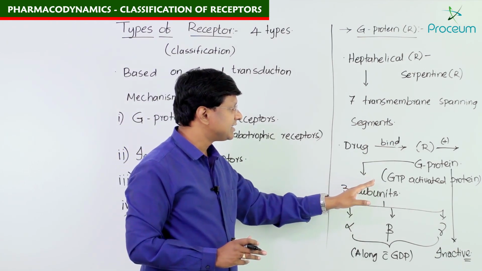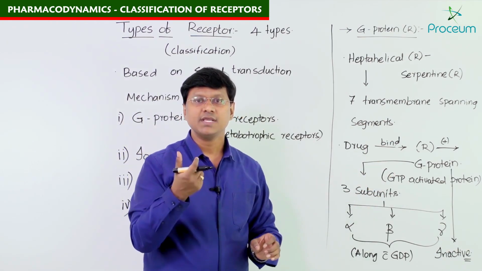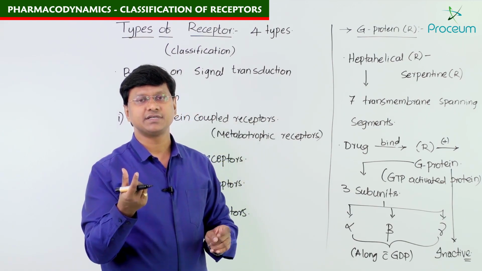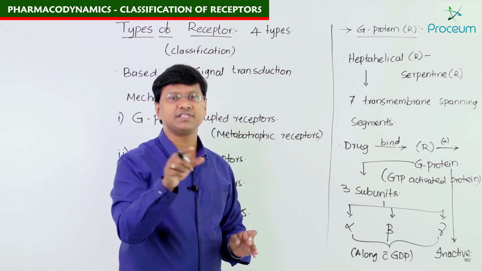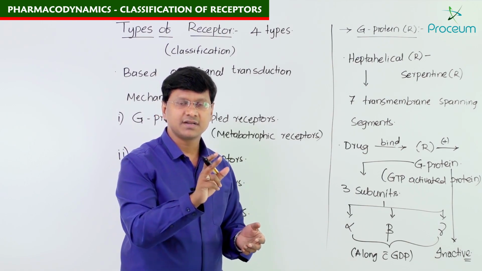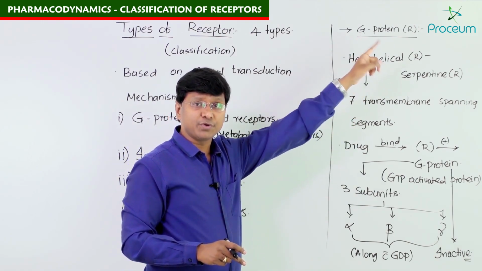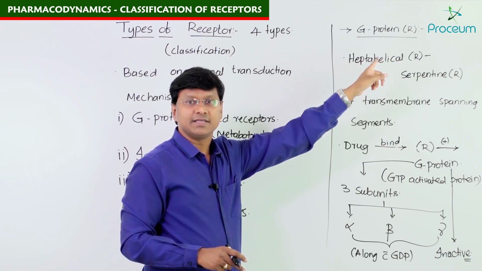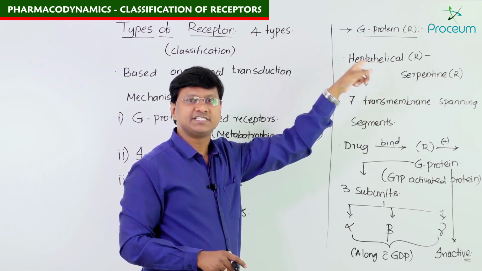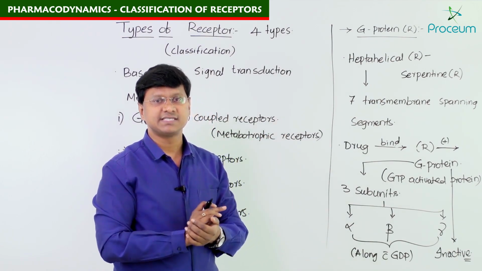Right, and that is nothing but your GTP activated protein. Now where is this particular G protein present? This G protein is present within the cell. Once the drug comes and binds with the G protein receptor, that in turn activates the G protein which is present within the cell.